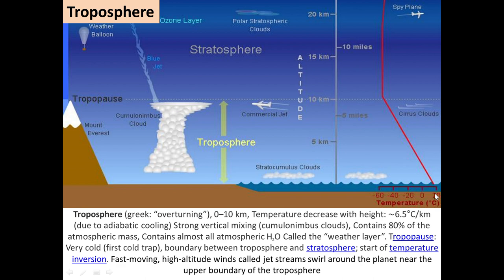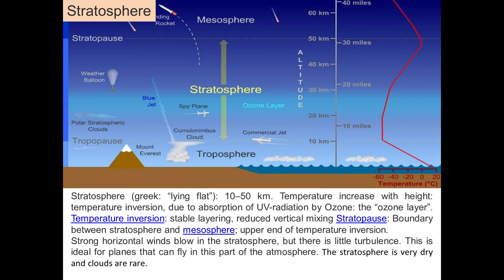Then we come to the next question, the stratosphere. Okay, you can see that stratosphere in Greek means laying flat, and it varies from 10 to 15 kilometers. Here the temperature increases with height. You can see the temperature is increasing. That means it's minus 50 degrees at the troposphere, and in the stratosphere the temperature is increasing and the graph is bending towards the right, and it reaches up to about minus 2 degrees Celsius.